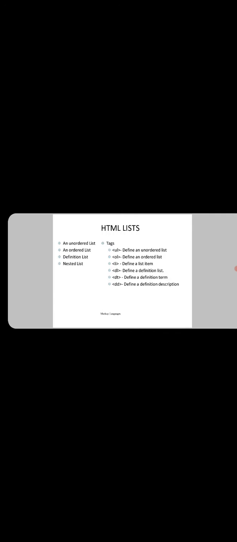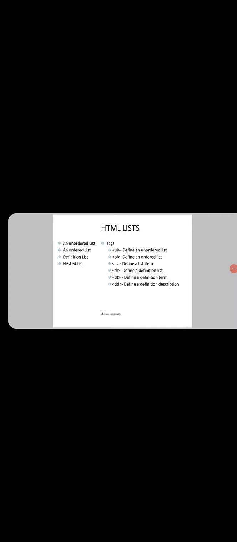So basically there are four types of lists available in HTML. The first one is ordered list, second one is unordered list, third one is definition list, fourth one is nested list. Various types of tags are used to represent these types of lists in HTML.